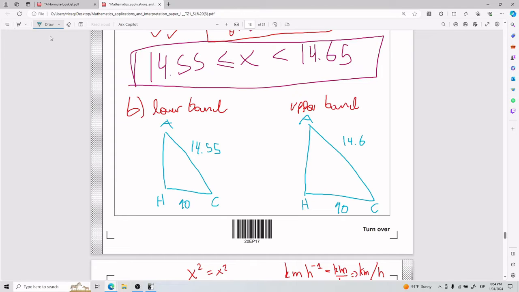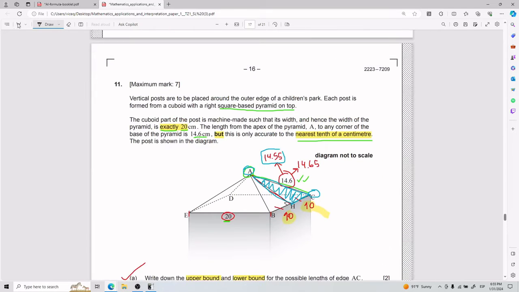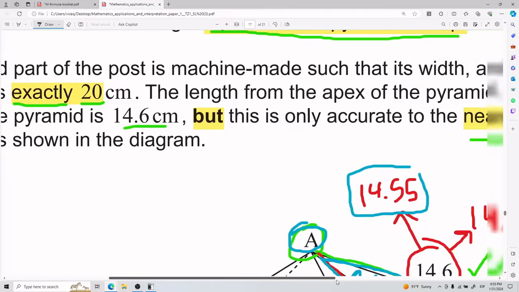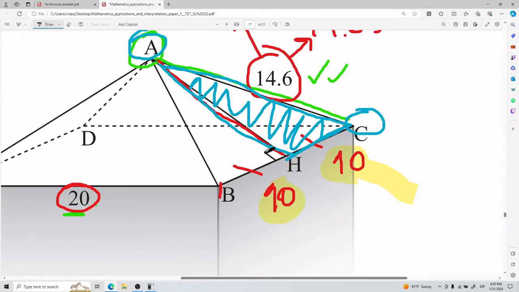What else do I know? Well, because it is a square-based pyramid on top, then I have right angles. Well, they actually put a right angle here. Just let me zoom in a lot. They put a right angle right there. See? So that means I have a right angle right here.